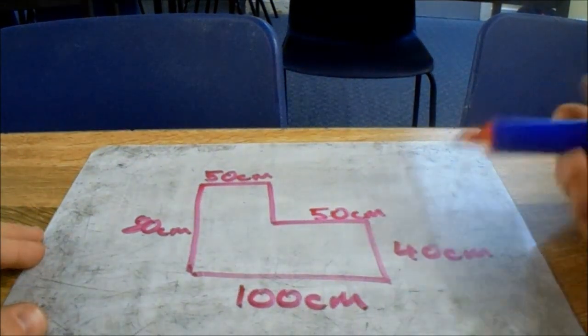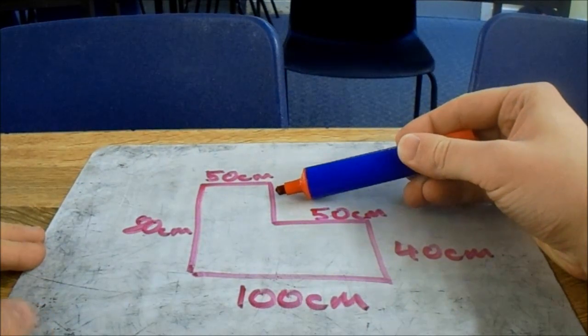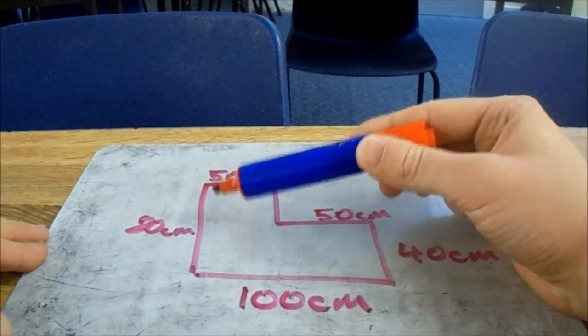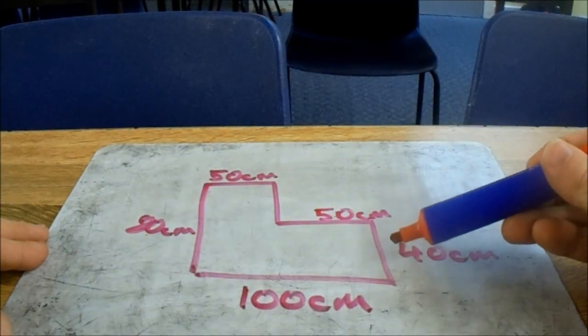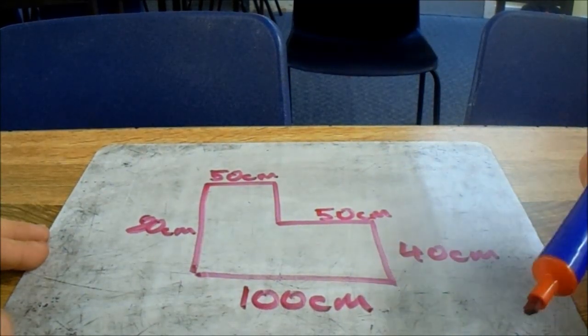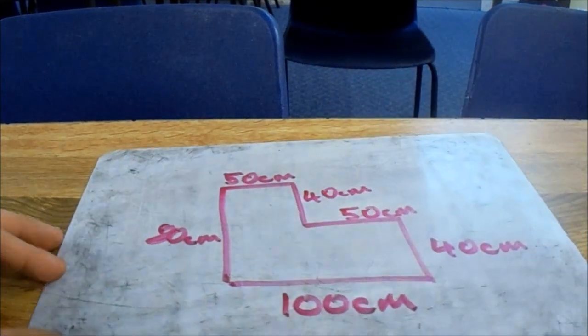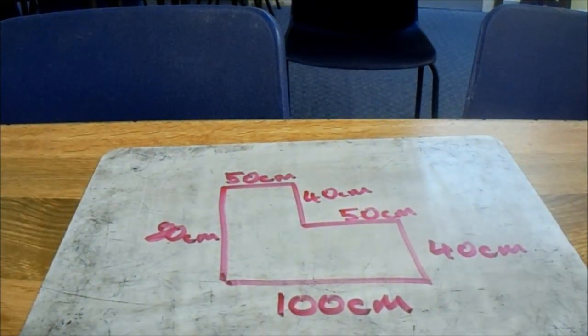total. For this side here, it's again a very similar thing. If we look across, we have 80 centimetres on this side, 40 centimetres already made up, so all we need to do is add another 40 centimetres to make 80. That gives me all of my sides already.